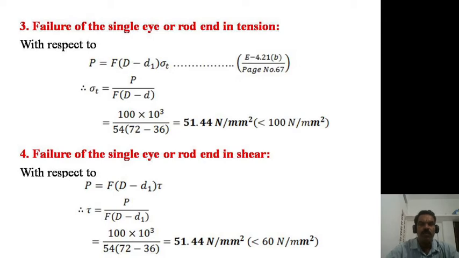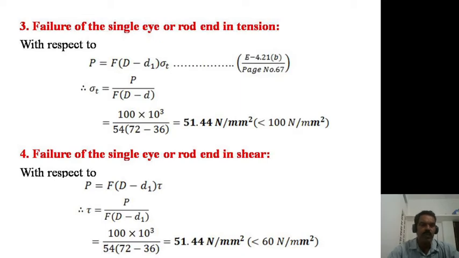Therefore by substituting all these values, finally we get the sigma t value, that is equal to 51.44 Newton per mm square. Here it is less than the permissible value, that is 100 Newton per mm square. Hence the design of the single eye or rod end in tension is safe.